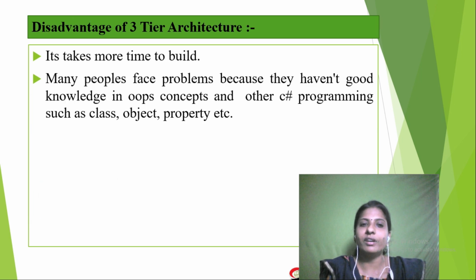So every coin has two sides. Same like that, three-tier has two disadvantages. It takes more time to build. And many people face problems because they cannot implement the OOPS concepts properly, and other C# programming concepts such as class, object, properties, etc. So these are the only disadvantages of three-tier architecture.